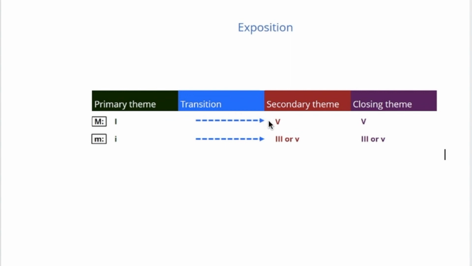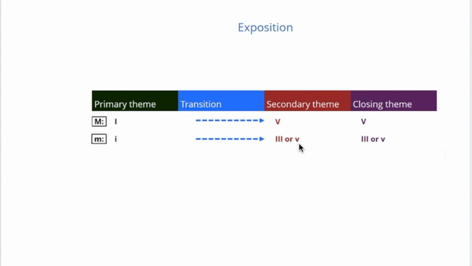Okay. And after the transition brings us to the secondary key area, we'll get into an area of tonal stability, but now in a new key. So as we said earlier, if the primary area is in major, this is almost always in the dominant. If the primary area is in minor, this is usually in the relative major, III here, or it could also be in the minor dominant. Those are the most common key schemes for the classical and early romantic period. And later, in the late romantic, composers start to explore a lot of other tonal possibilities.